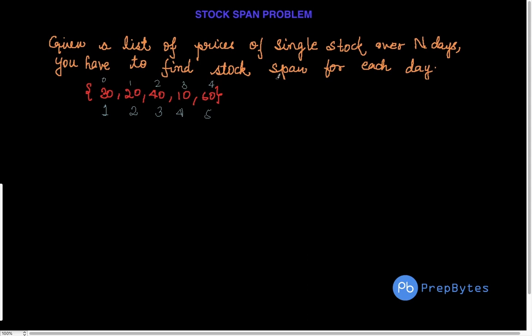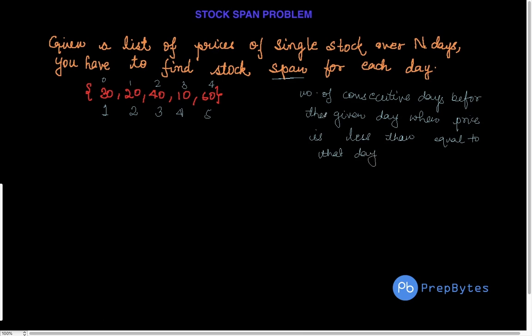Now the question is obviously, what is span? Span is the number of consecutive days before the given day when the price is less than or equal to that day's price. Apart from that, since there is no prior day to the first day, we will have the span as 1, and for all the days which do not have any prior day with a value less than that day, the span will be 1 by default.